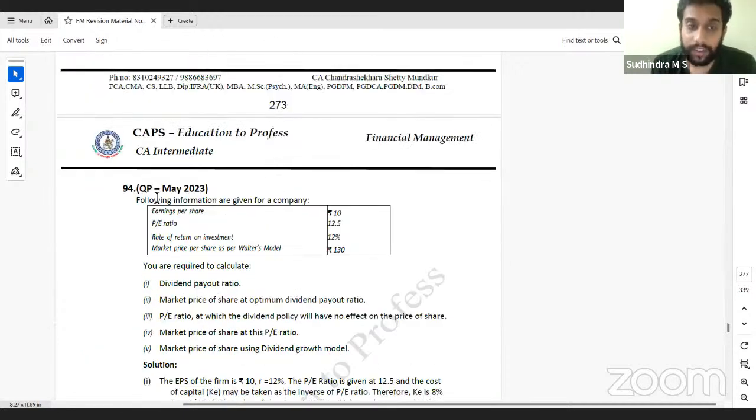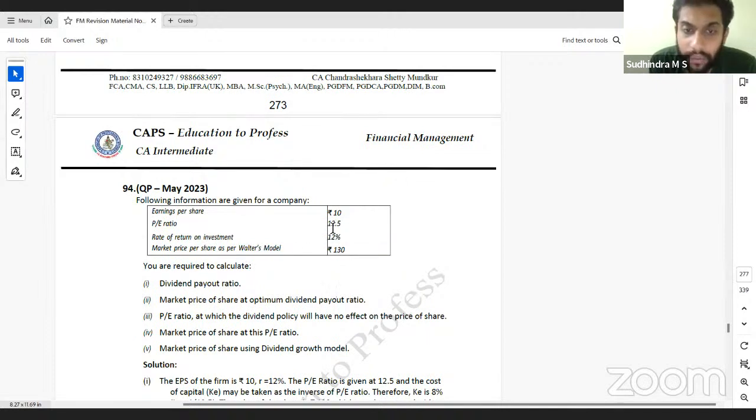Then May 23 exam. See, the following information is given: EPS given, PE ratio given. From PE ratio, can we calculate anything? Yes. What is KE? 1 by PE ratio. Correct. Right. Then rate of return R is given. Market price under Walter's model is given. You have to calculate the dividend payout ratio. So apply Walter's model to get D. D divided by E into 100 is the dividend payout ratio, DPS by EPS into 100. Dividend payout ratio, correct. Market price of the share at optimum dividend payout ratio.